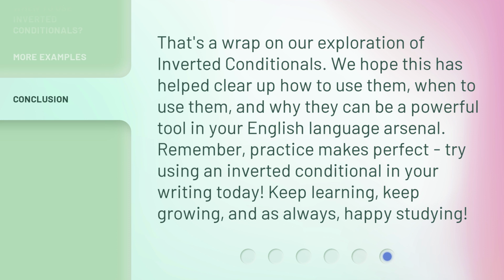Remember, practice makes perfect. Try using an inverted conditional in your writing today. Keep learning, keep growing, and as always, happy studying.